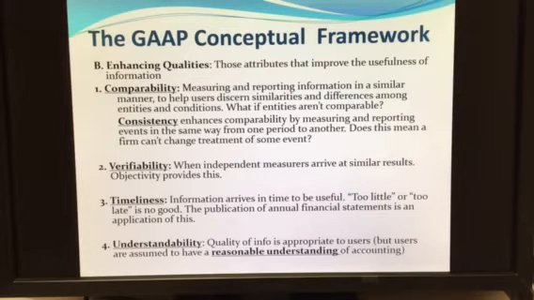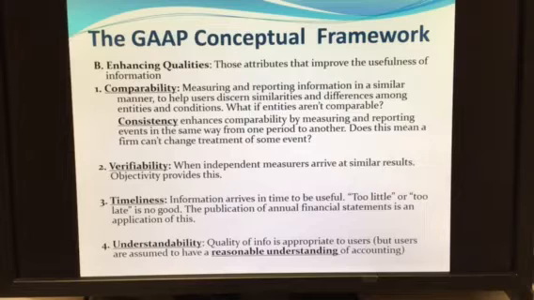So think of it that way. We've got some fundamental qualitative characteristics, attributes that are absolutely essential to information that is useful in decision making. And we have others that are enhancing qualities, that is, that improve the usefulness of information. So having said that, let's look at these enhancing qualities. First of all, comparability.